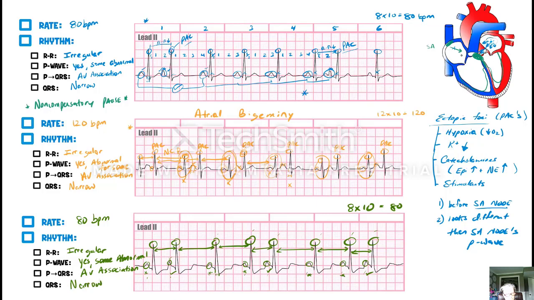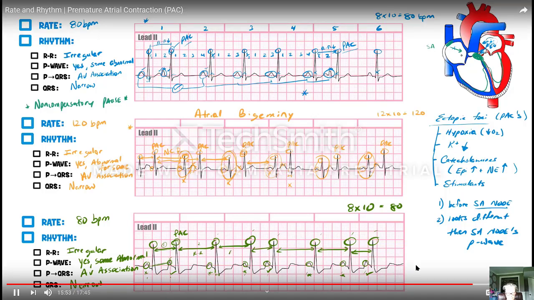Again, look at the pattern here. Here's a PAC, because how do we determine it? It comes early. So compare this one to this one. 1 definitely comes before 2, right? But if you know what I'm talking about here, this R wave is definitely coming a lot sooner than it should be, okay? And look at the P wave. These two are definitely different from one another, okay? So PAC, then we go to a normal P wave, because again, look at our R to R intervals. They're about the same here.